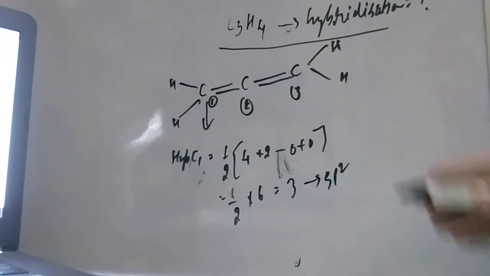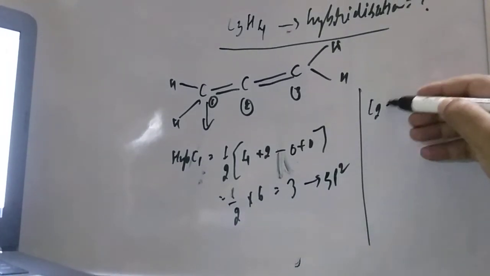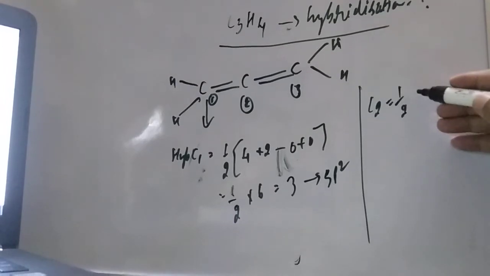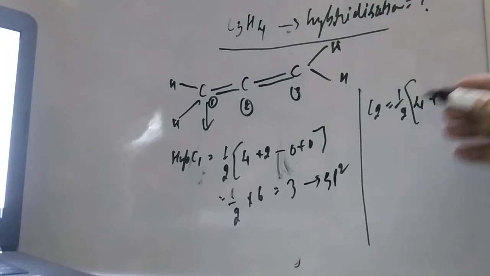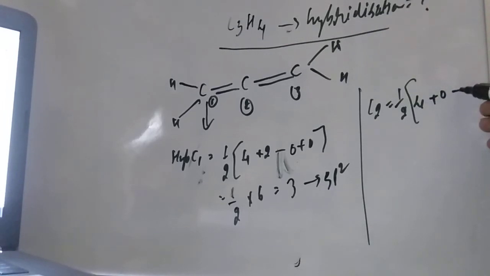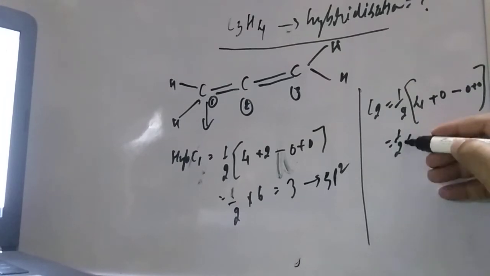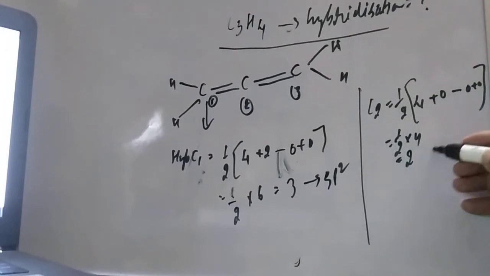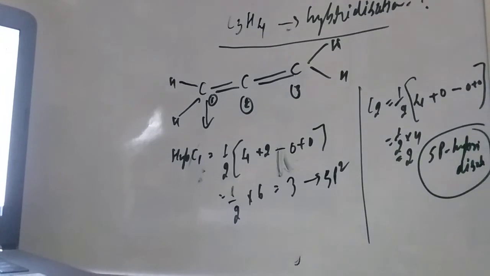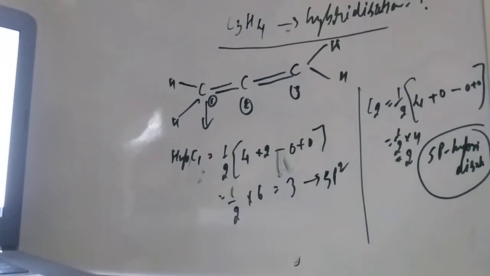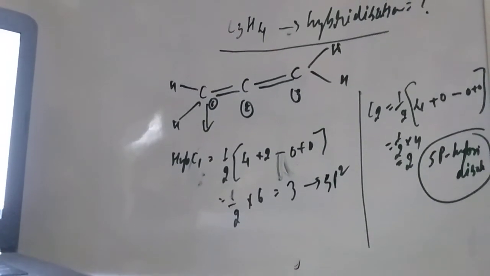3 means sp2. Now for C2, it is 1 by 2 of B plus M: valence electrons 4 plus monovalent 0, minus 0 plus 0, no cation, no anion, student. So 1 by 2 multiplied by 4 is 2, and 2 means sp hybridization.